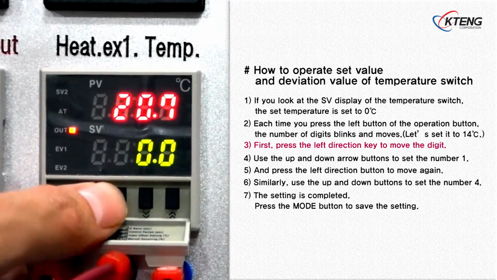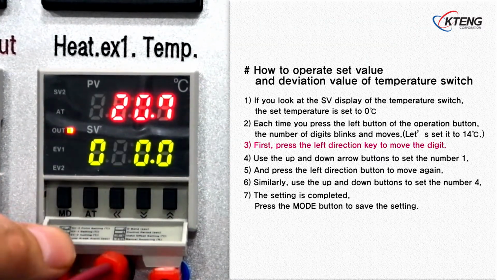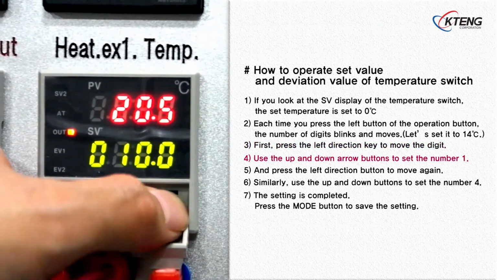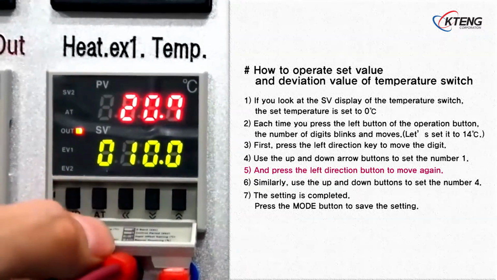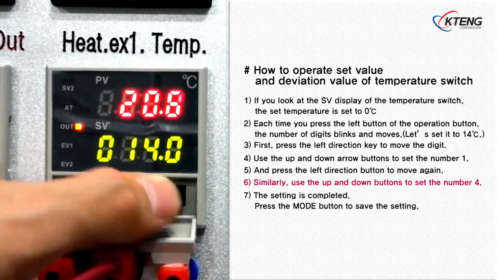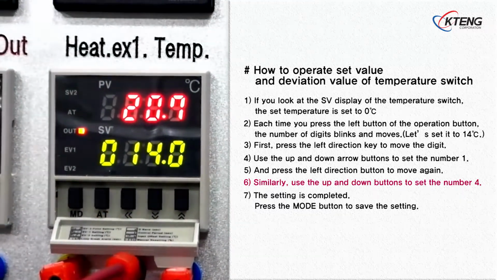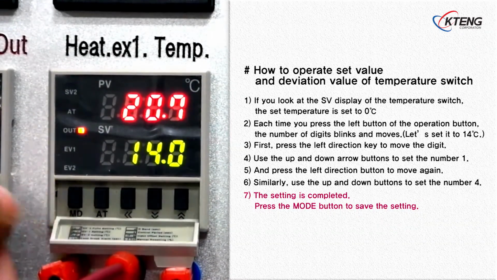First, press the left direction key to move the digit. Use the up and down arrow buttons to set the number 1. And press the left direction button to move again. Similarly, use the up and down buttons to set the number 4. The setting is completed. Press the mode button to save the setting.